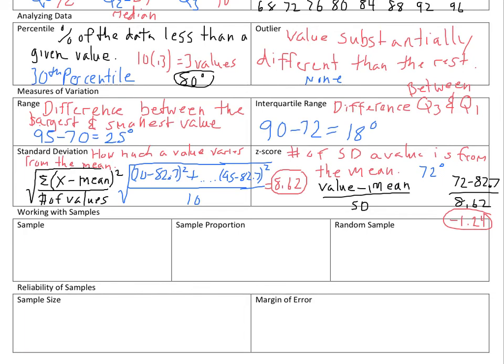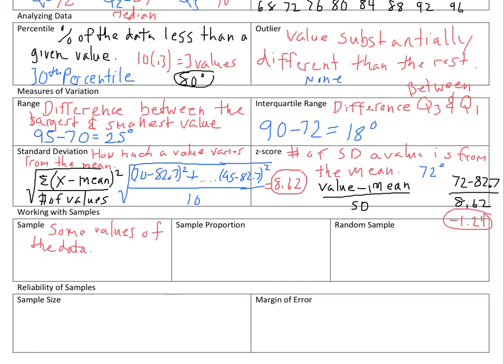Next section is working with samples. And what is a sample? A sample is basically some values of the data, a specific piece of the data. Not all of them, but some of them. So I would call a sample some values of the data.